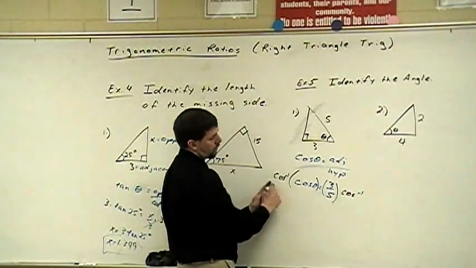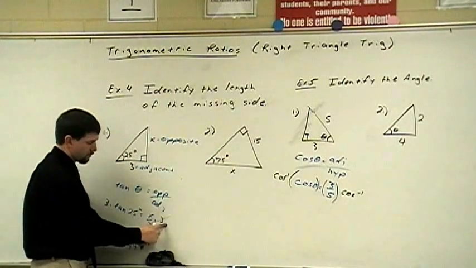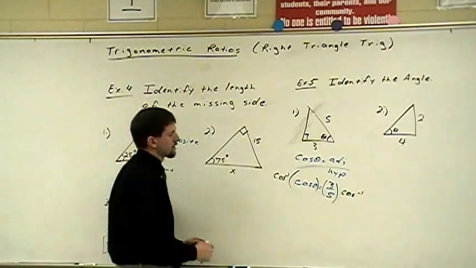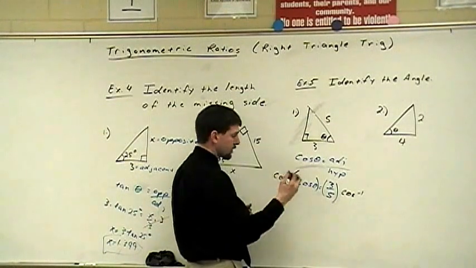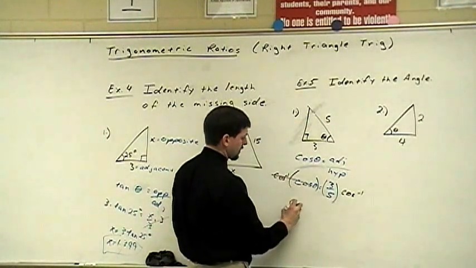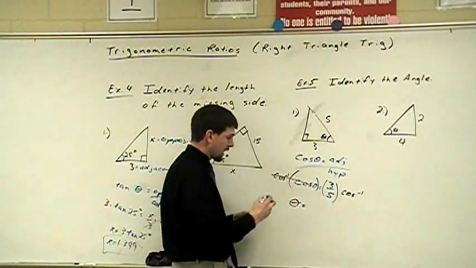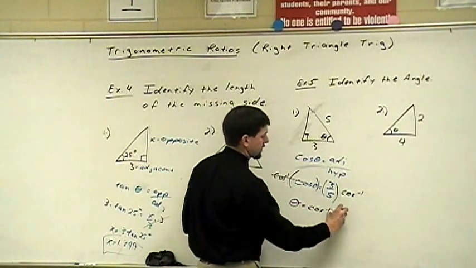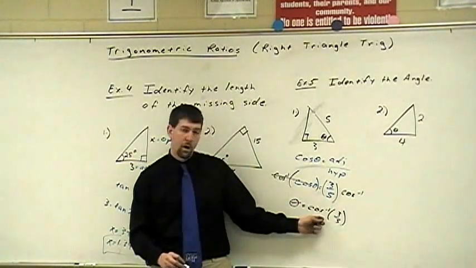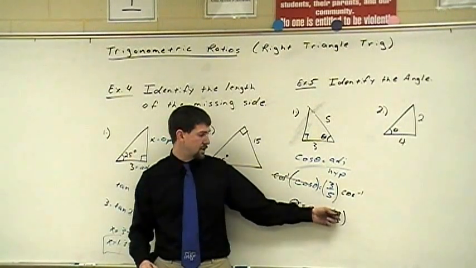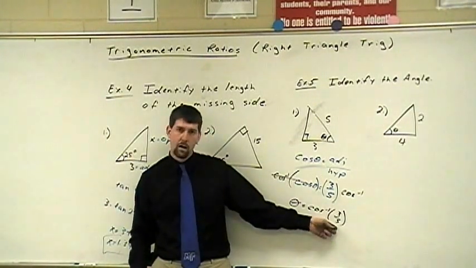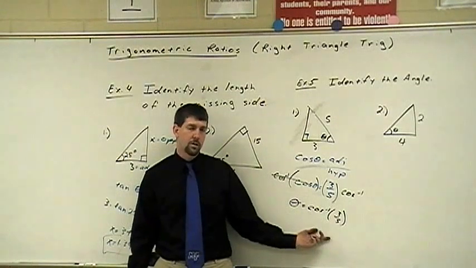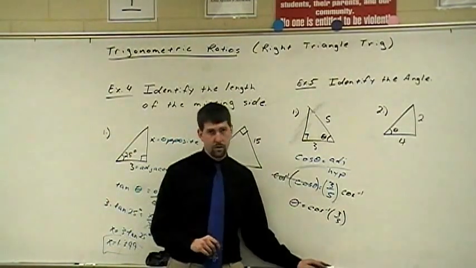So all we're going to do here, just like dividing by 3 and multiplying by 3 cancels, cosine and inverse of cosine are going to cancel. Going to leave me theta on this side. Inverse cosine of 3/5: what angle has an adjacent 3 and a hypotenuse of 5? So we just go to the calculator. We're going to use that inverse cosine button.